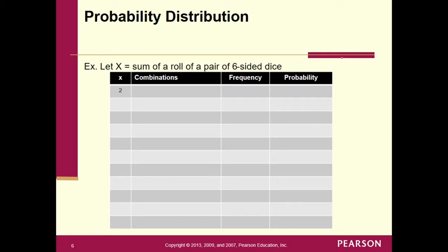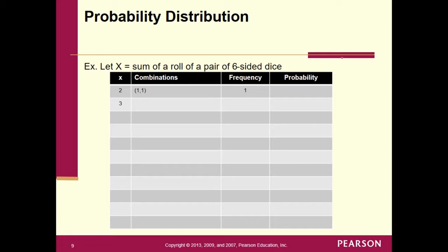And how many different ways could we do that? Well, the combination that we would have to roll is a 1 and a 1. That's it. So 1 on the one, 1 on the other. And so there's only one way of doing that, all right? We'll have to skip the probability for now. We're going to fill in all the other ones, as far as x, all their combinations, and then their frequency, and then we can come back to the probability.